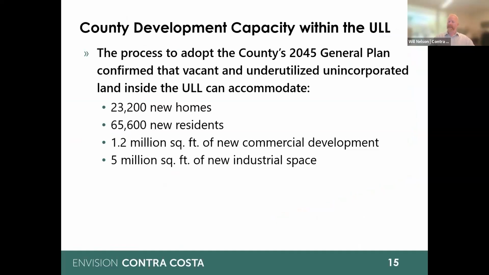And then as far as development capacity goes, doing this right on the heels of the general plan was very fortunate because we just looked at all of the unincorporated land and its development capacity. And so the general plan itself and the EIR that accompanies it looked at or analyzed the impacts that you see here: 23,200 new homes, 65,600 new residents, million square feet of new commercial development, and 5 million square feet of new industrial space. And that's all capacity that exists inside the line and would continue to exist inside the line if Measure A were to pass.